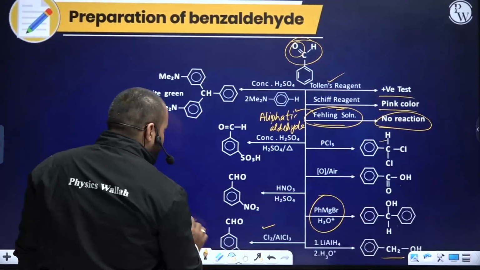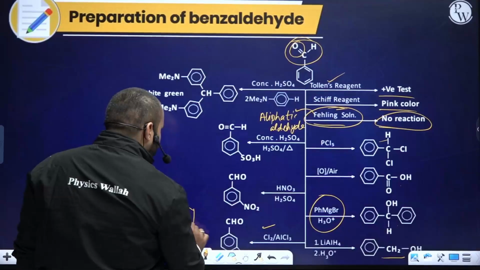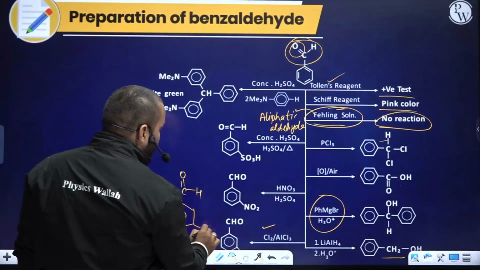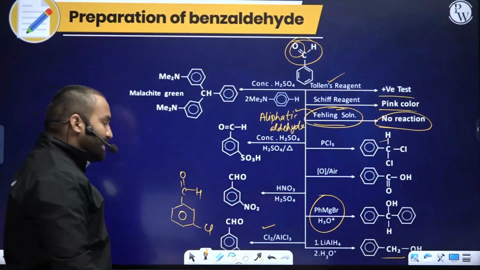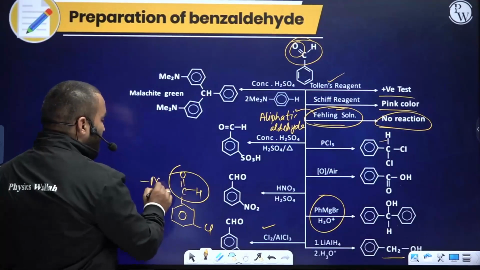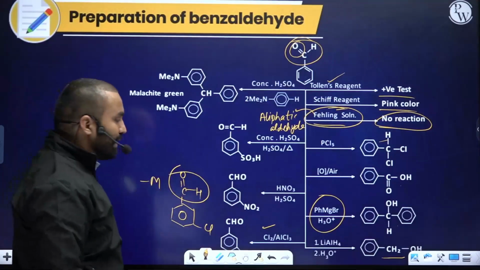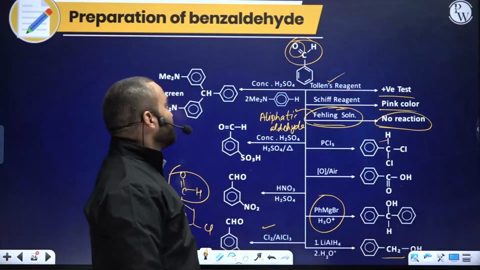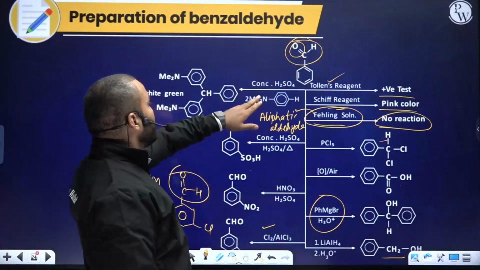on the meta position. Why meta position? Because the CHO group is a minus M group, and minus M groups are meta directing. Again, nitration, meta position. Sulfonation, meta position. This is also a similar kind of reaction.